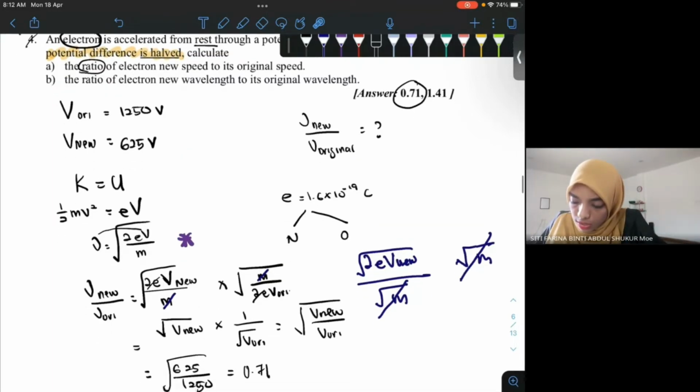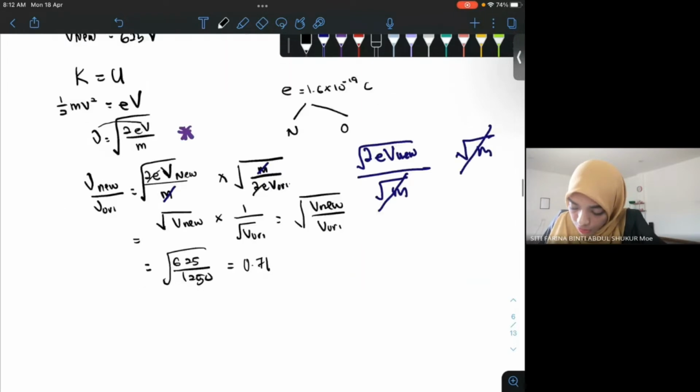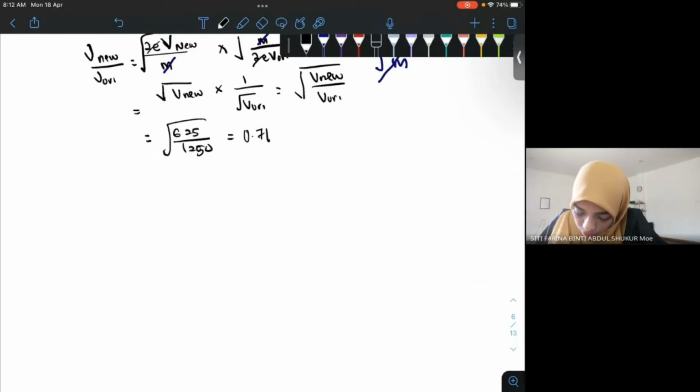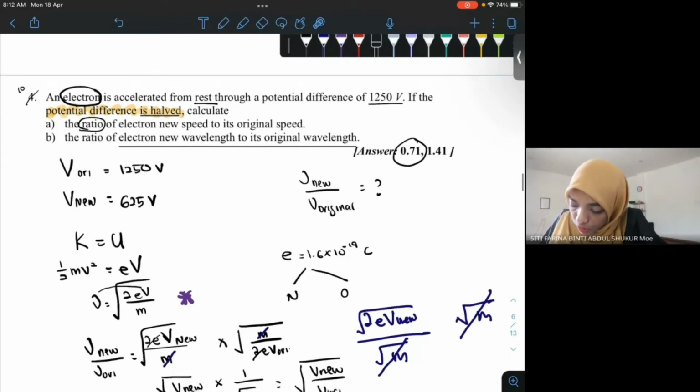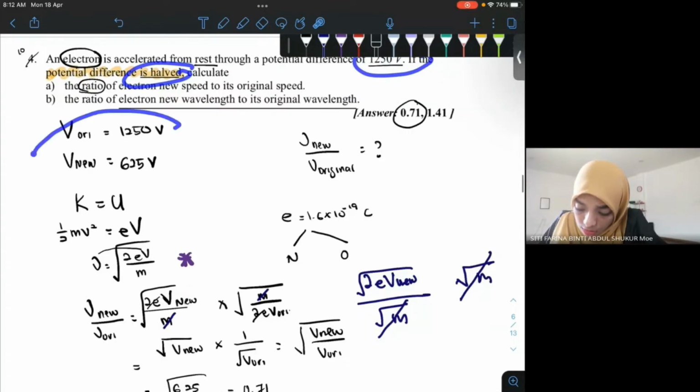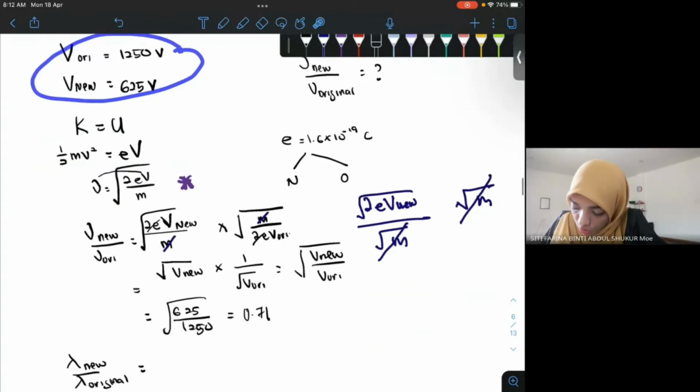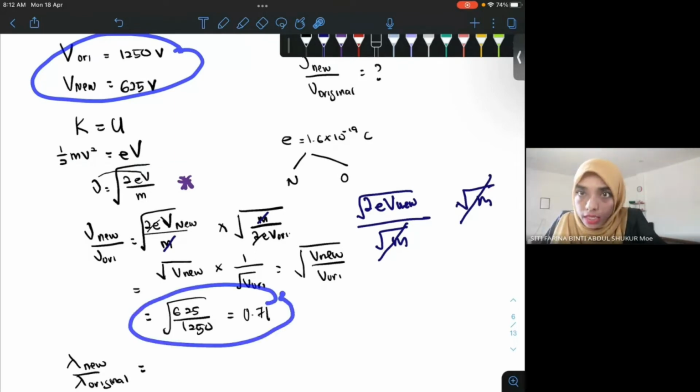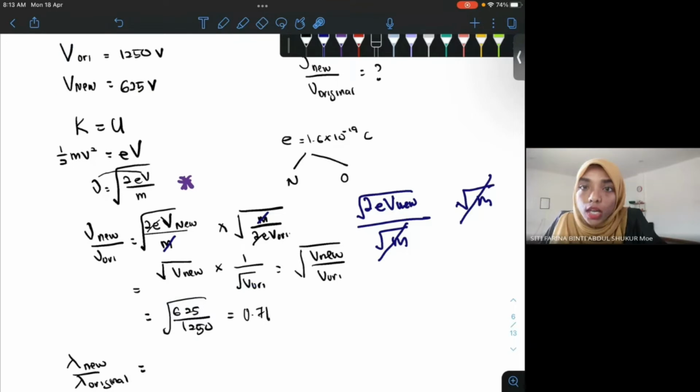Okay, so we are going to use the similar method here to find the ratio of the electron's new wavelength to its original wavelength. Okay, sekarang kita ada lambda yang diminta lah kan, new to original. This is what has been asked in the question. Okay, apa yang kita ada dalam soalan adalah potential difference diberi. Okay, and then we know since the potential difference changes, our velocity pun berubah dekat sini. Betul? So kita ada perubahan dari segi voltage dan juga velocity.